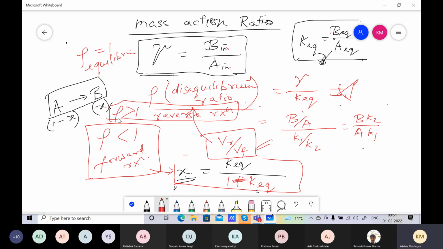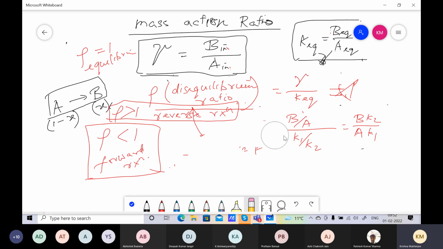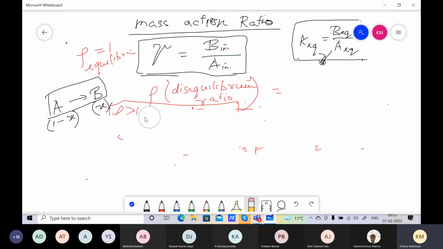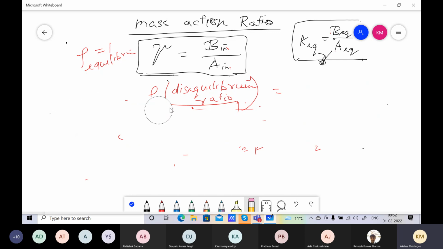Yes, sir. So we really are saying that the reverse reaction is, so we now have a very simple way to handle this stuff. How much time is left? Oh, we are running out of time. So we use these two very basic simple concepts of mass action ratio, which is gamma, and rho, which is the disequilibrium ratio, and we will work mostly with disassociation kinetics rather than association kinetics.